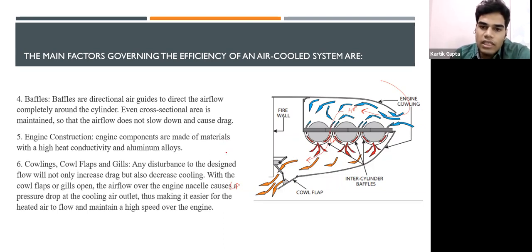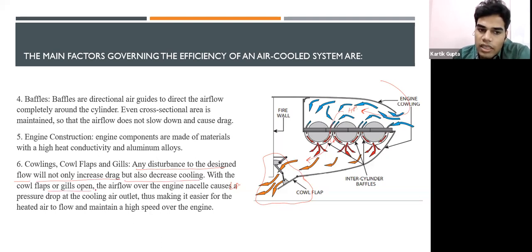And lastly, we have cowlings. Now you see this is a cowl flap. We discussed cowl flaps in the detonation video also. Cowl flaps, or these gills, what are these? These are any disturbance to the design flow which will not only increase drag, but also decrease the cooling.